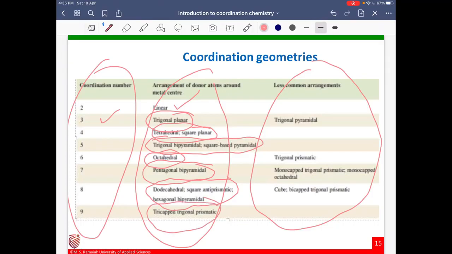For coordination number 6, one more arrangement is possible, but it is less common, that is trigonal prismatic. This is less commonly seen in complexes with coordination number 6.